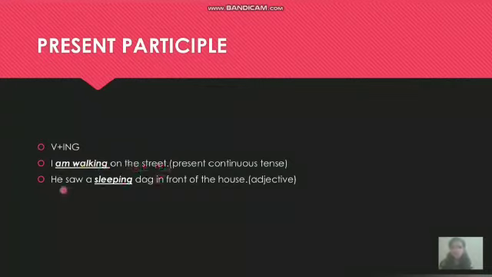Now, look at the second sentence. He saw a sleeping dog in front of the house. So in this sentence, the word sleeping may seem to you like a verb, but no, it is acting as an adjective. How? He saw a sleeping dog. So you have a noun beside the word sleeping. So this word sleeping acts as an adjective and not as a verb.